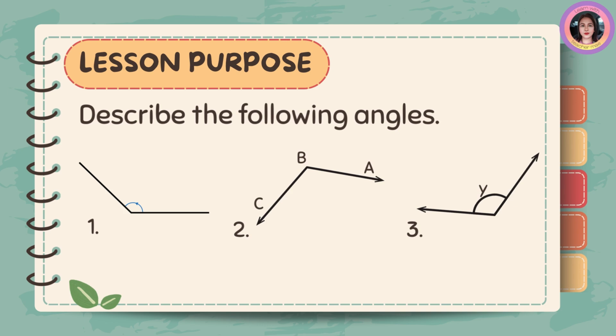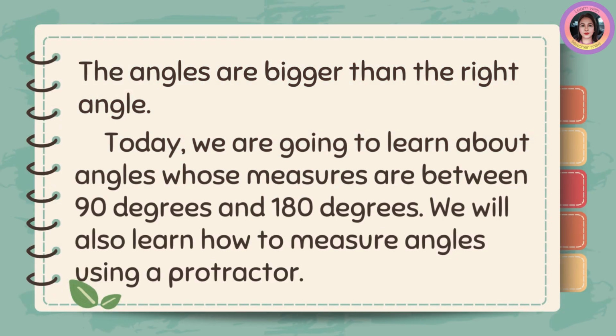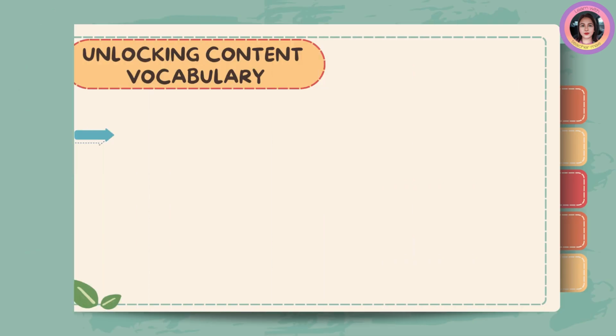Describe the following angle. What can you say about the angles? The angles are bigger than the right angle. Today, we are going to learn about angles whose measures are between 90 degrees and 180 degrees. We will also learn how to measure angles using a protractor.